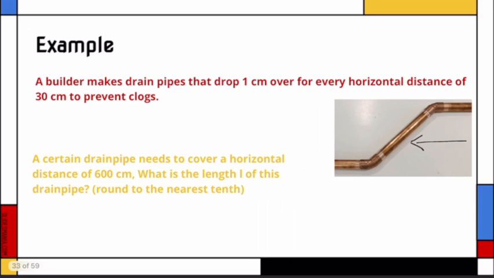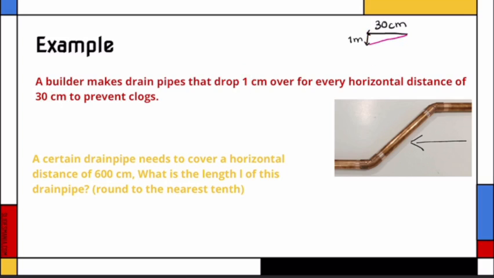Another example. A builder makes drain pipes that drop 1 centimeter over every horizontal distance of 30 centimeters to prevent clogs. So basically what's happening here is the drain pipe is going to drop 1 centimeter for every horizontal distance of 30 centimeters. Horizontal, we know, goes side to side. So every time your drain pipe goes 30 centimeters horizontally, you're going to drop 1 centimeter.